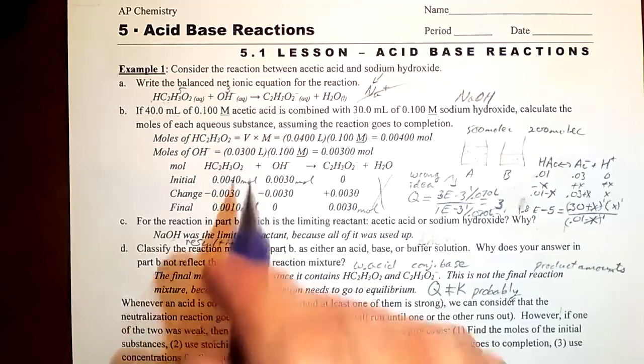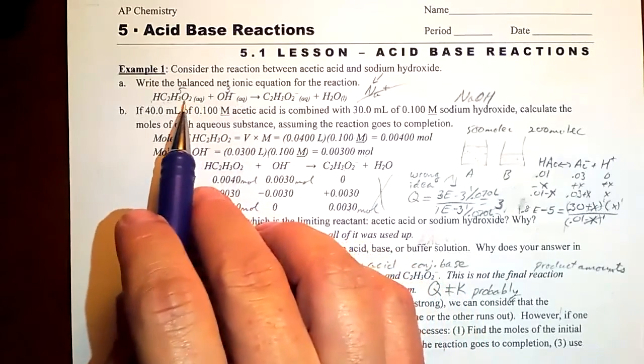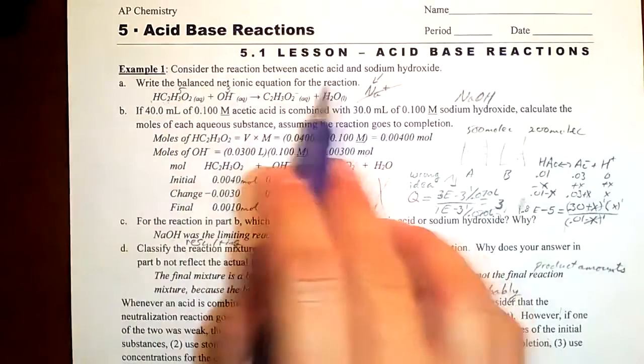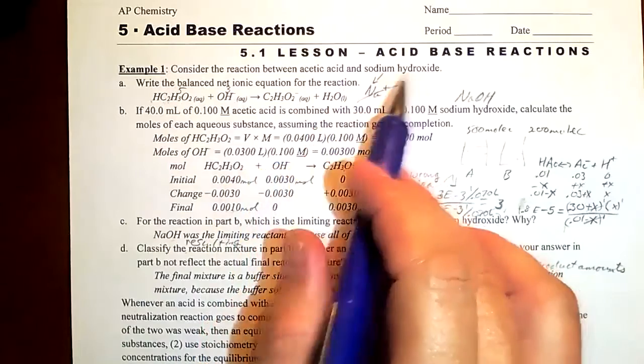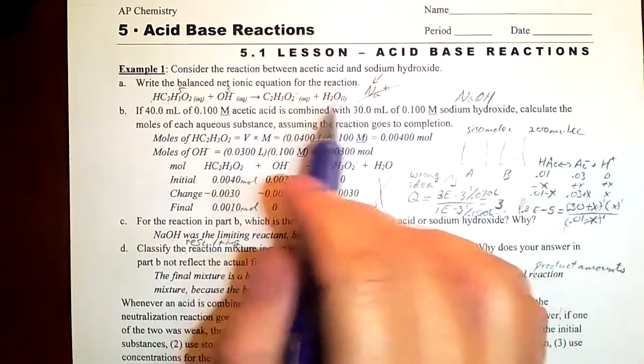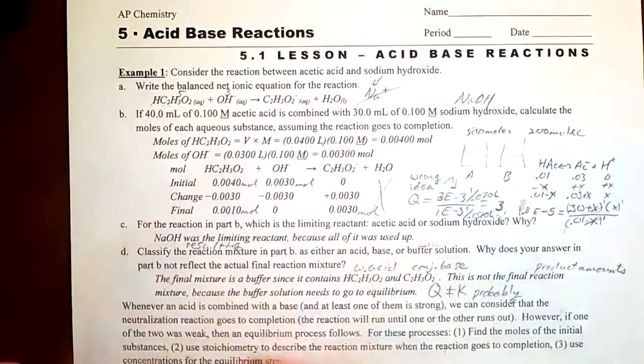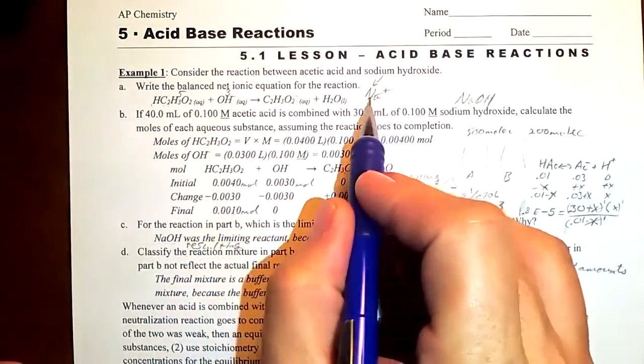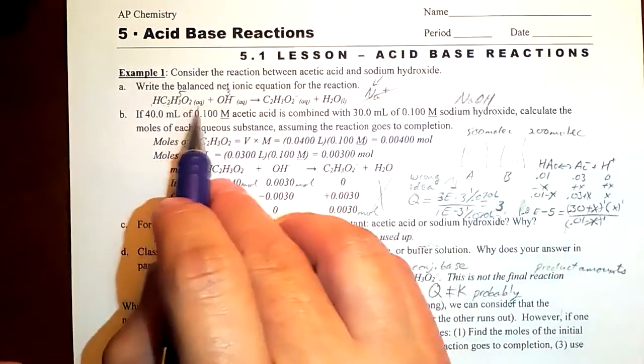So here we have 5.1 lesson. We have a reaction between acetic acid and sodium hydroxide. We know that that's a strong base and all the hydroxides will come off. And for the purposes of pH and so forth that we're going to be figuring later on, we can ignore the Na plus, can't we? So here's the net ionic equation.